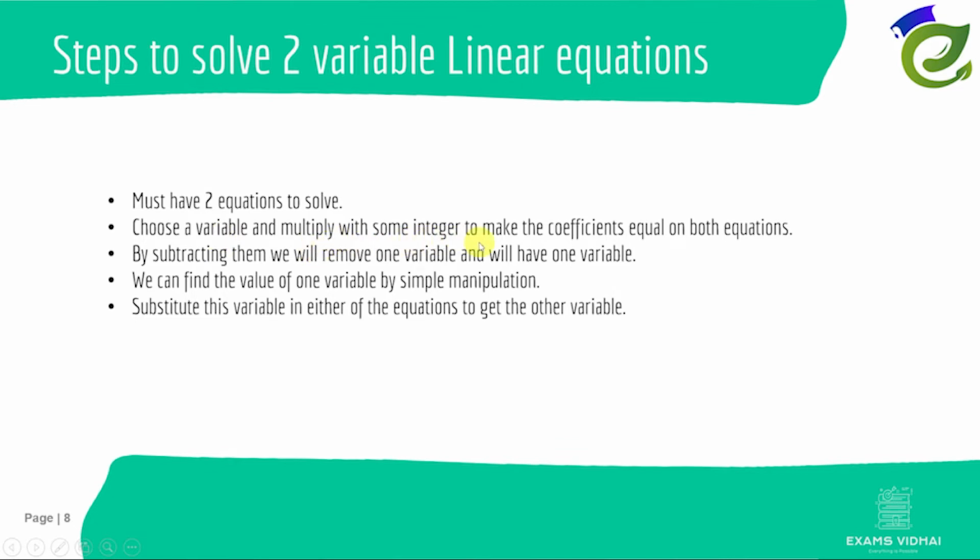Then multiply by some integer to make the coefficients equal on both equations. It means that, suppose I choose x, I must multiply the whole equation by some integer to make the coefficients on both equations equal. Since the coefficients are equal, if I just subtract them, I'll remove the variable x. Here I chose x, so I'll remove x and have only y, and we can easily find the variable y.